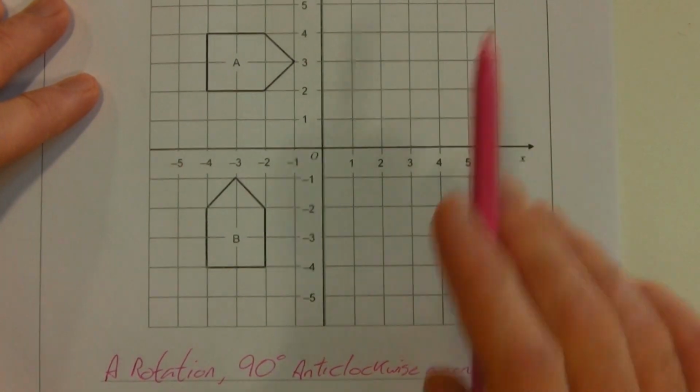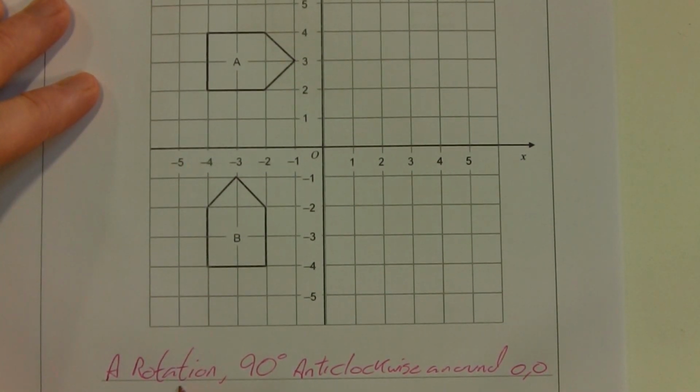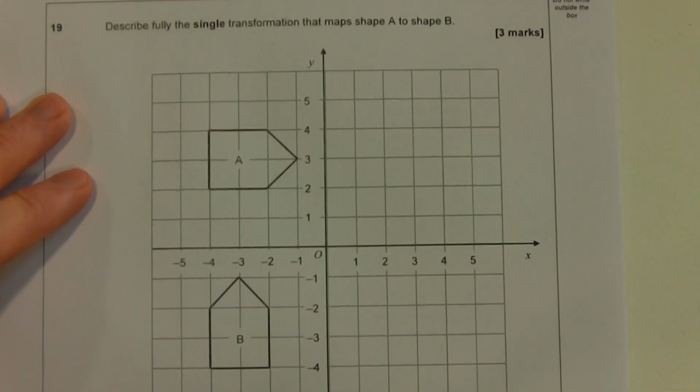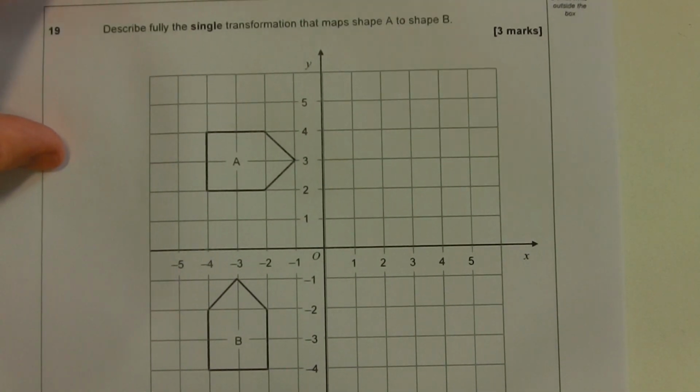And the 3 marks for this, it's rotation, 90 degrees anti-clockwise, and around 0, 0, your center of rotation, okay? And that's your 3 marks for that one, for question 19, okay?